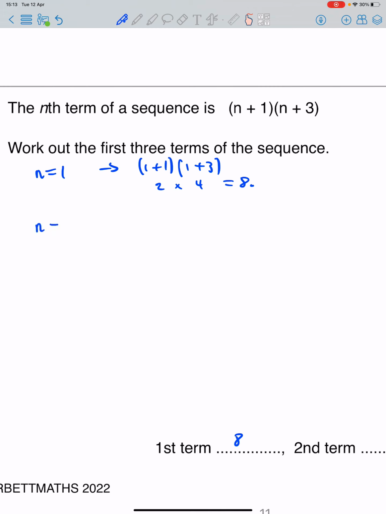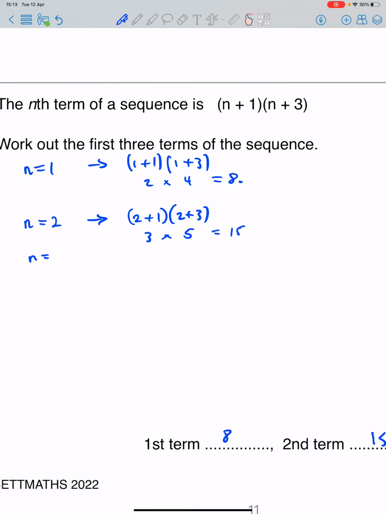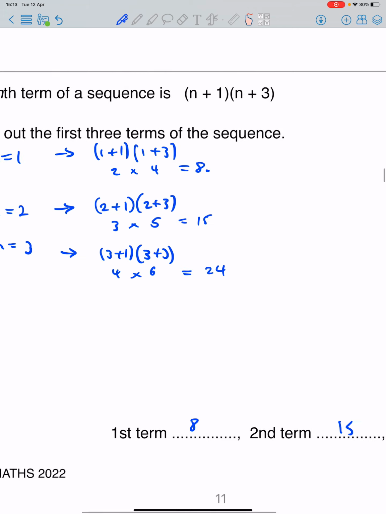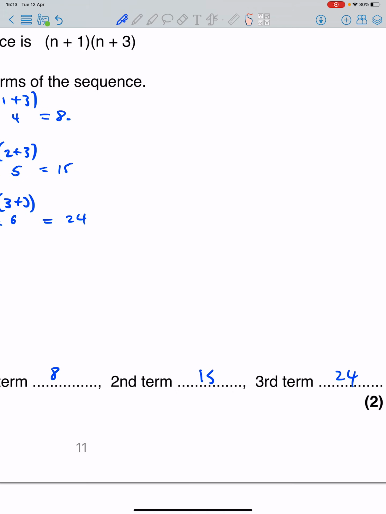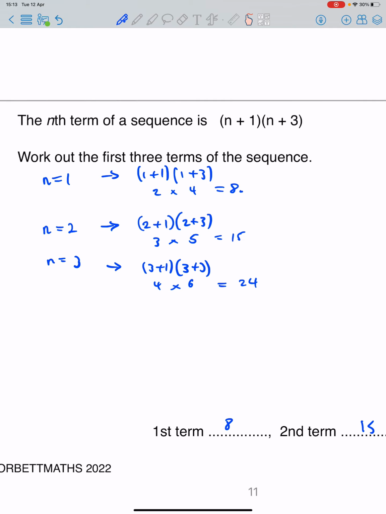Next situation is when n = 2. So we have (2 + 1)(2 + 3), which is 3 times 5, which is 15. Great stuff. Then the next situation is when you have n = 3. So that's going to be (3 + 1) multiplied by (3 + 3), which is going to be 4 times 6, which is equal to 24. Look at that. No expansion needed. Those are our final answers. Some people prefer to expand the brackets. Oh my gosh, you do not need to do that, guys. You really don't.